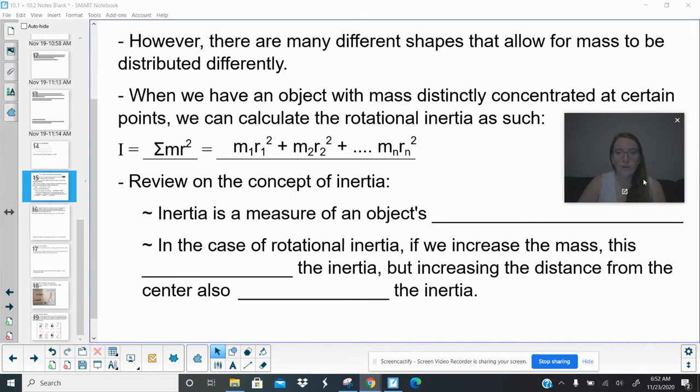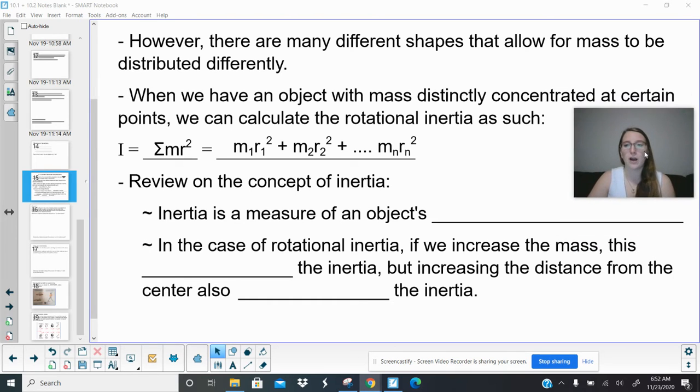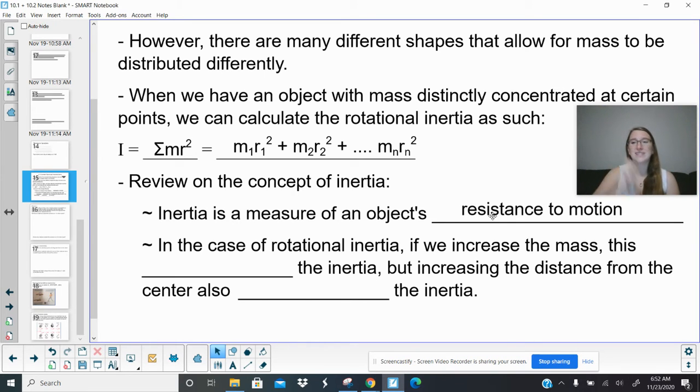So just to recall, even though we already talked about rotational inertia on Friday, we said, hey, when we're talking about speed and all of this stuff of a rotating object, we need to know rotational inertia. But I wanted to go back and just remind you guys what inertia even means. Remember that inertia is a measure of an object's resistance to motion. If we say an object has great inertia, that just means it's difficult to move, basically. It's going to resist motion. And in this case, it's based on the mass and the distance from center. Both of those things increase inertia in a rotating object.